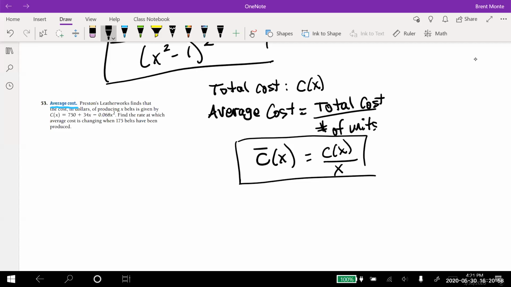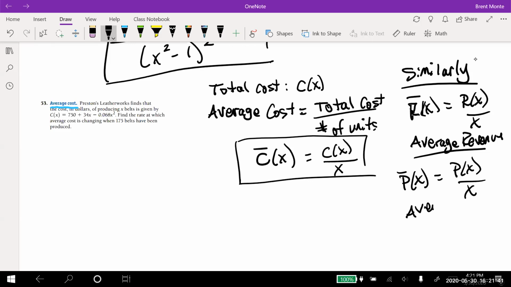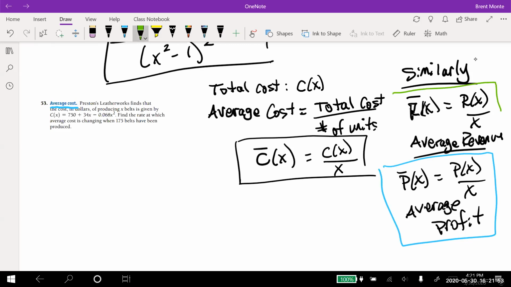Now, I will say over here, similarly, if I do R bar of X, that's R of X divided by X, that's average revenue. And if I do P bar of X, that's P of X divided by X. So that's profit divided by number of units is average profit. All right, and let me box these together so we know which goes with which. So there's average profit, and there's average revenue. And then, of course, we already have the average cost.